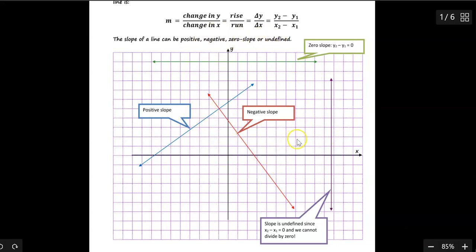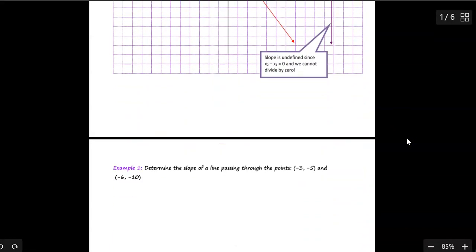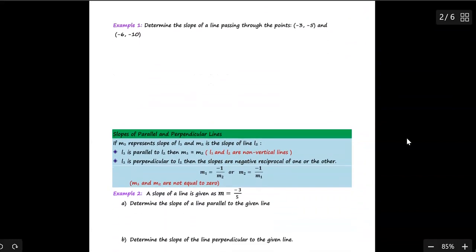Okay, and don't forget that when the slope is equal to 0, it's totally different from when we say it's no slope. No slope means the slope is undefined and your denominator is equal to 0. So let's move on to the next example.